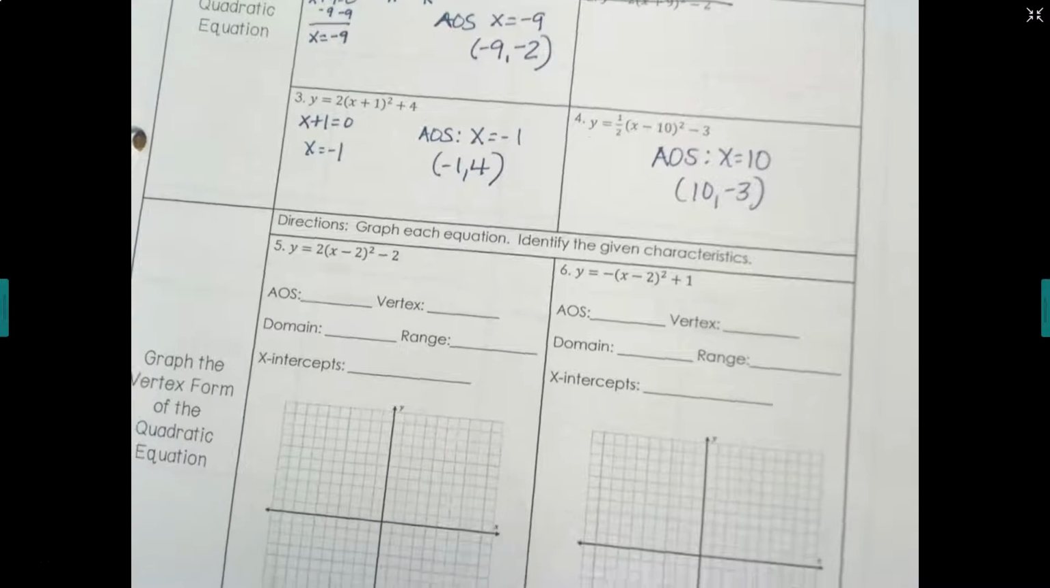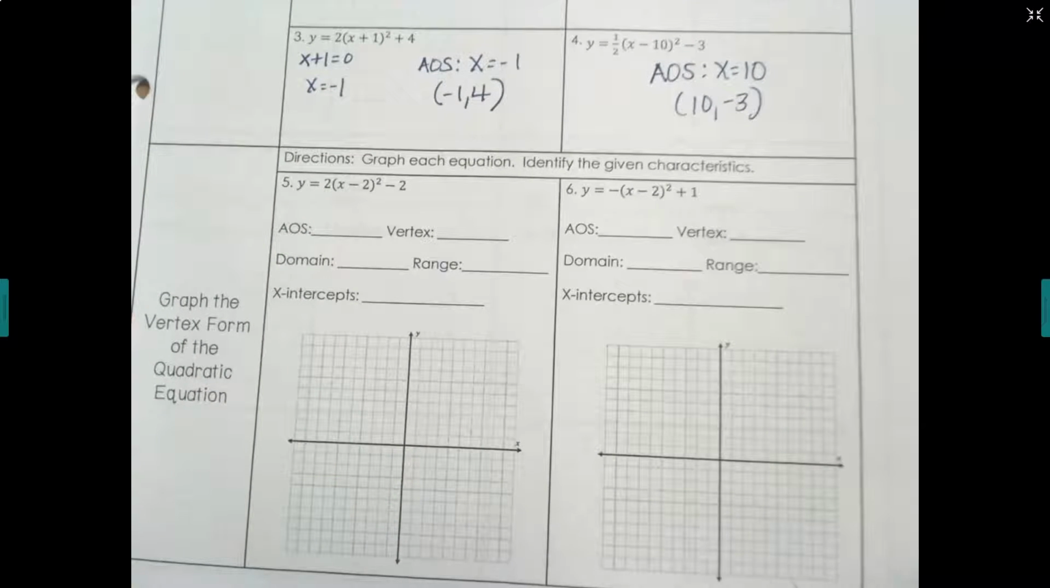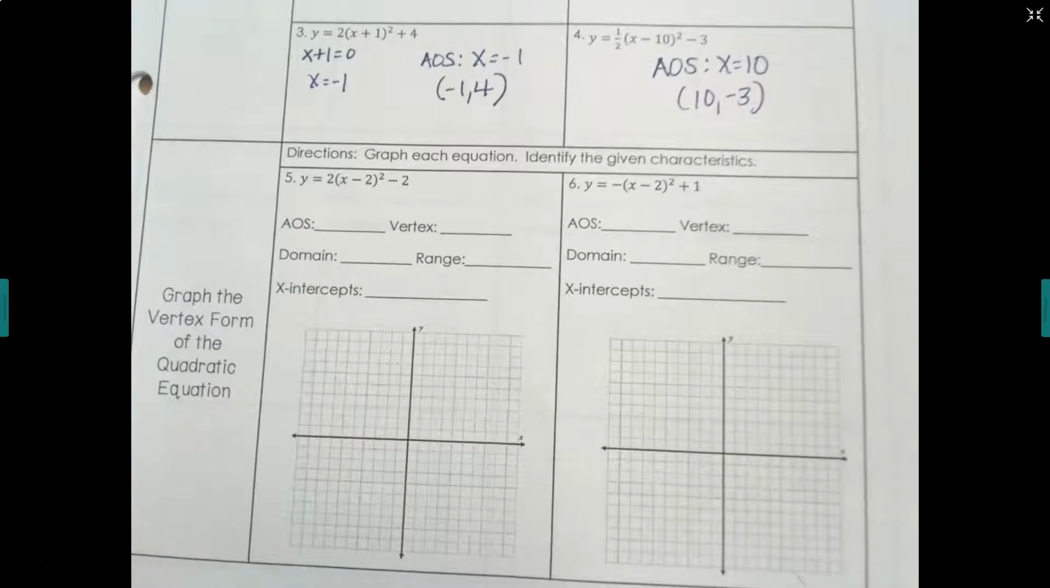All right, so let's try a couple of these and actually graph them. We can put them into our calculators just like we did a standard form equation too. So if you do not have your calculator in front of you, go ahead and pause the video to go get it and come back when you're ready so you can make full use of our time here. Okay, let's take a look.